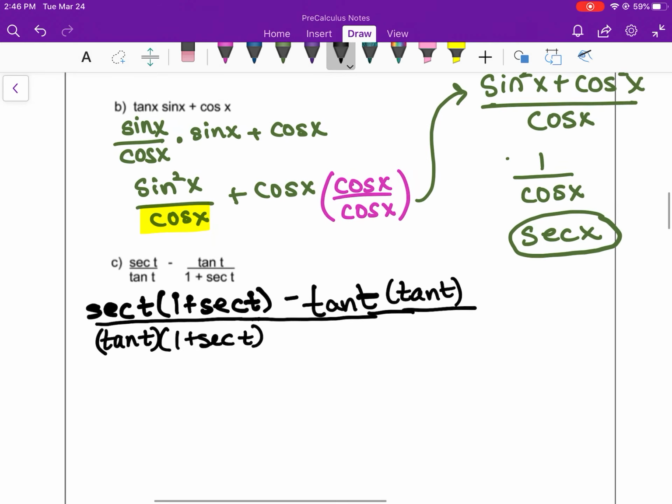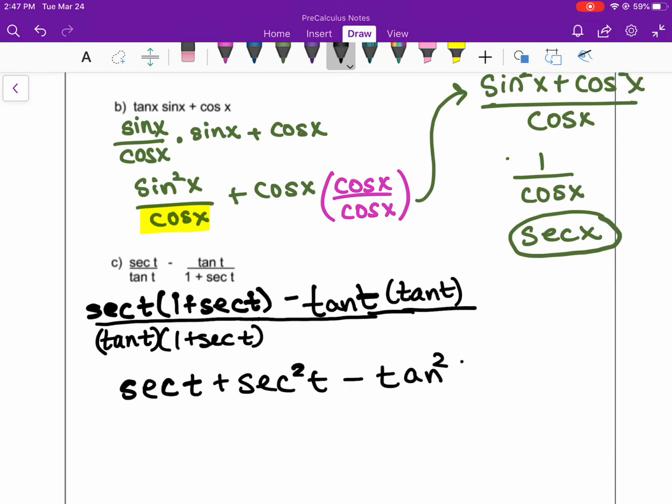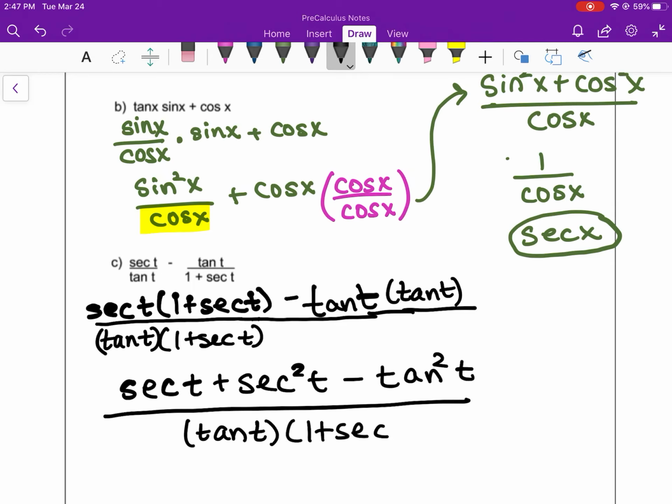All right, and then I'm going to multiply that out. I'm not going to multiply out the bottom though. Rarely do I do that. So I'm going to keep my bottom factored. You'll see why in a minute.